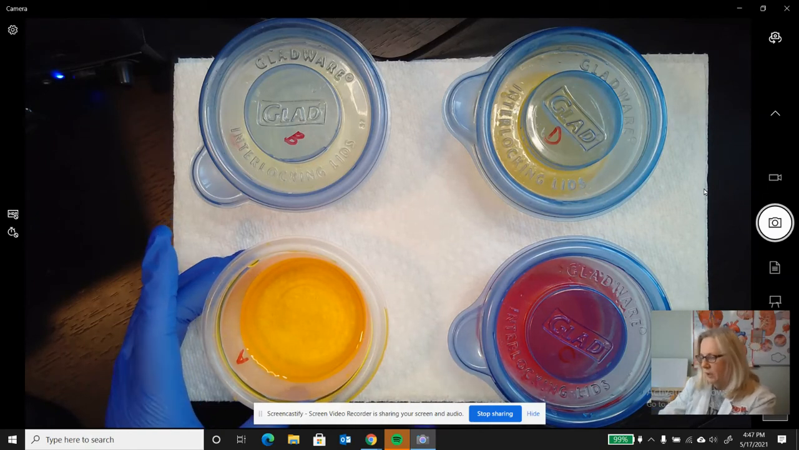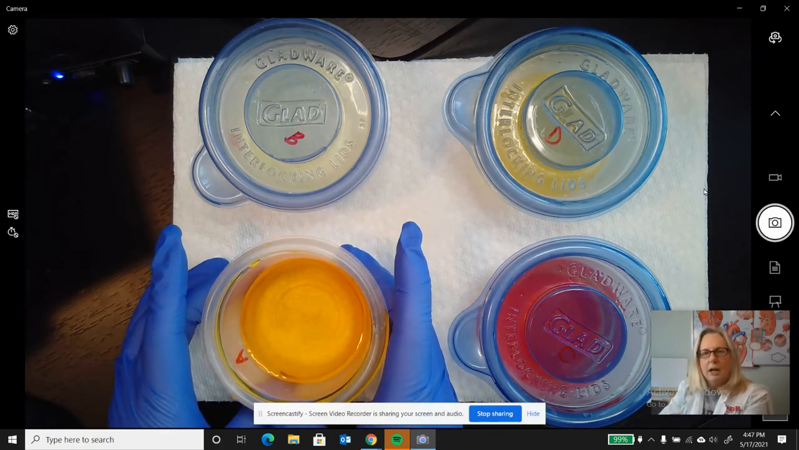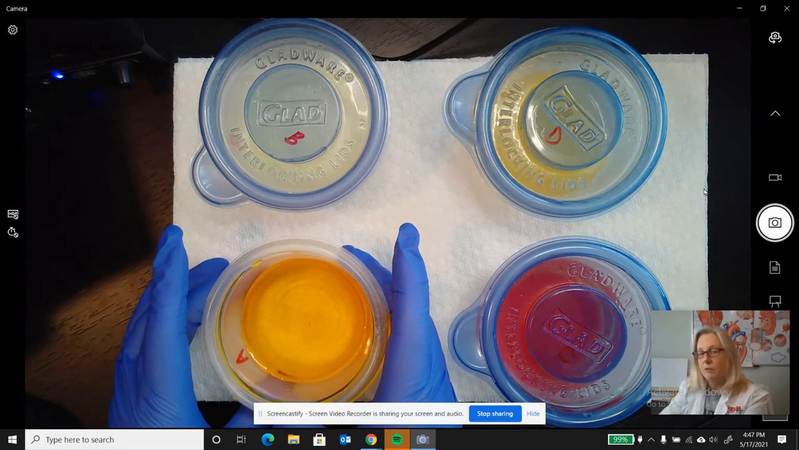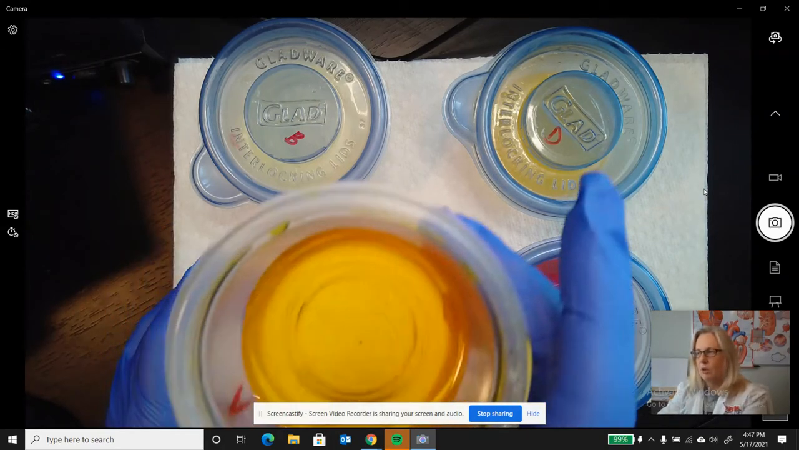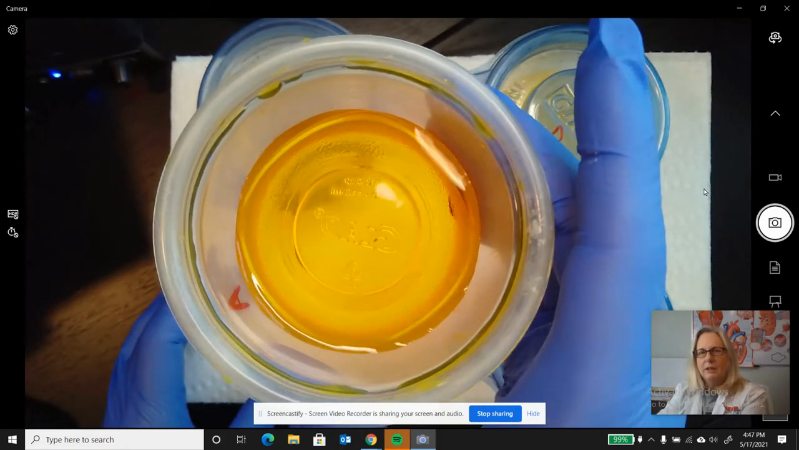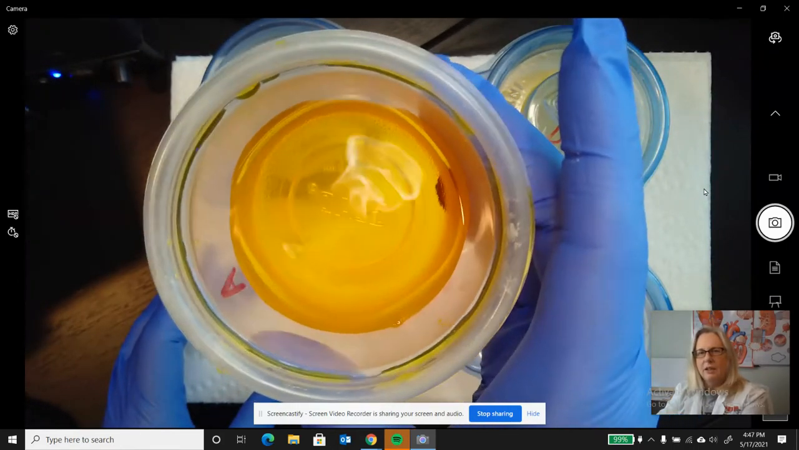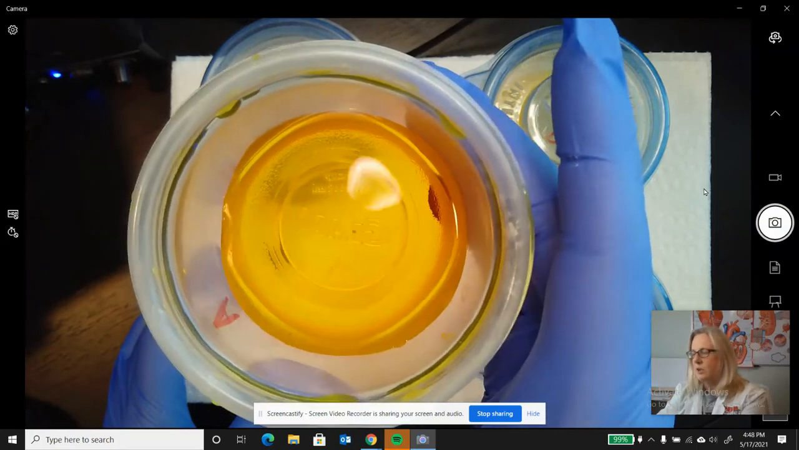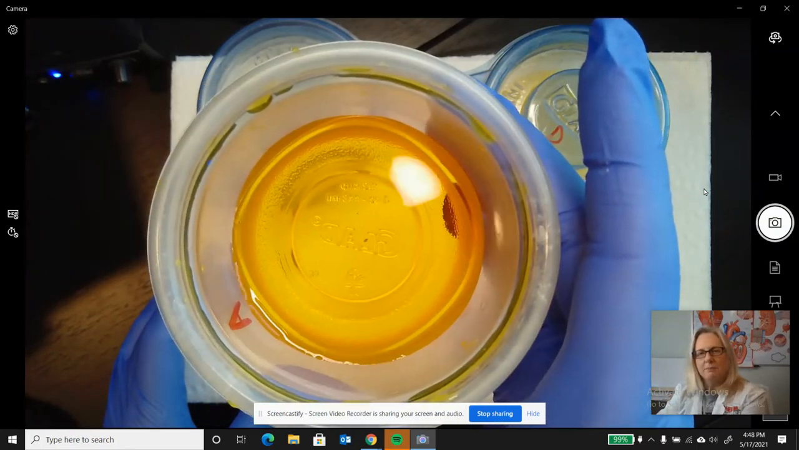Okay, so first things first is you need to record the color. So if you take a look at the color, I'll get it real close for you. There's the color. Okay, that's the color. Yeah. You go ahead and write down what you think the color is.